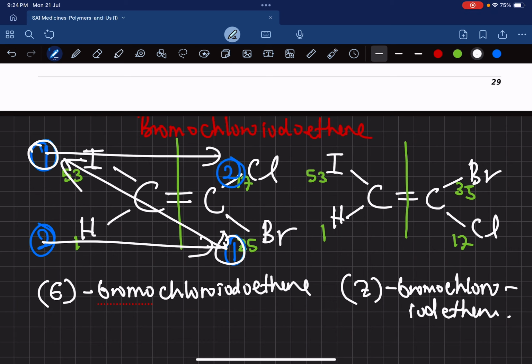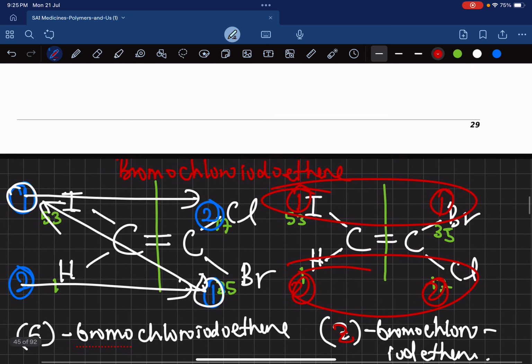So E means the numbers are opposite of each other, like in this example here. And Z, or Zusammen, means together, meaning those numbers are facing each other. For example, this is 1 and this is 1, this is 2 and this is 2. 1 and 1 are facing each other, and 2 and 2 are facing each other, so it's called Z. Z means Zusammen, and Zusammen means together.